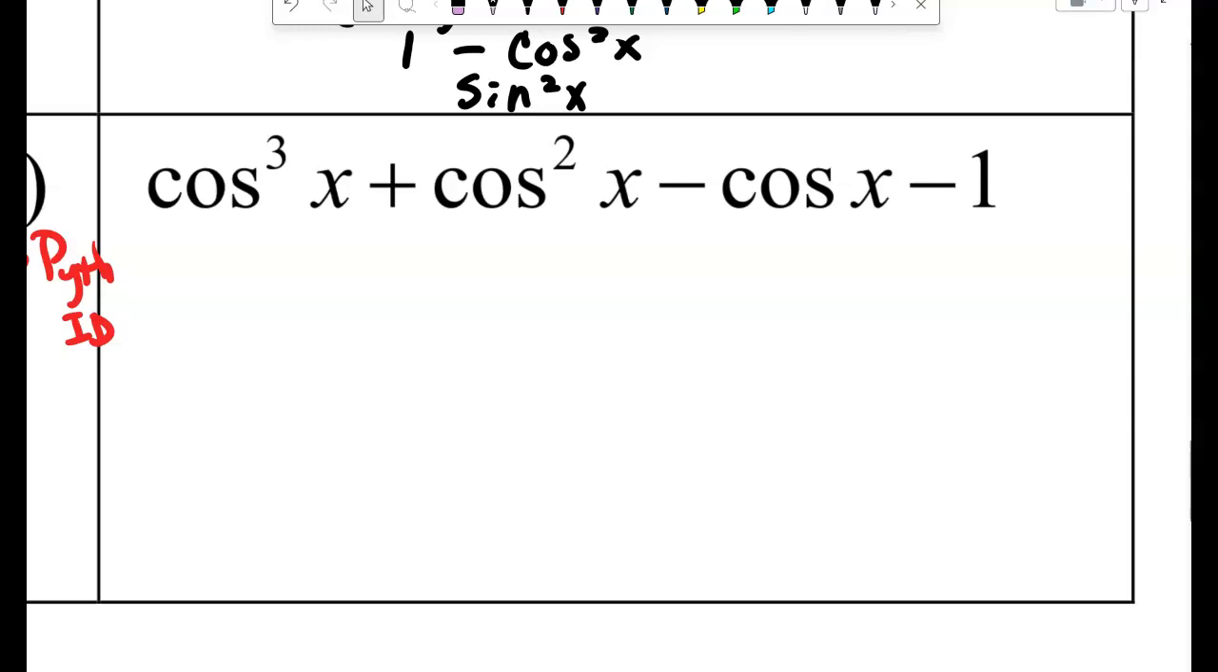Guys, talk to me. I've got cosine cubed x plus cosine squared x minus cosine x minus 1. Yeah, absolutely. Because there's how many terms? Yeah, so this one I'd factor by grouping. I don't know why I cannot stay consistent with colors today. Yeah, factor by grouping. Let's try it real quick.